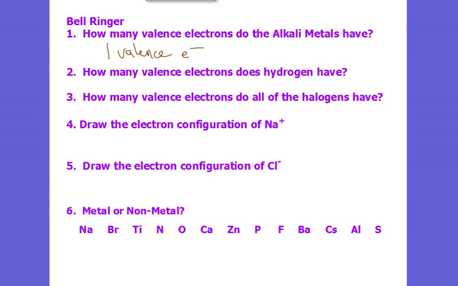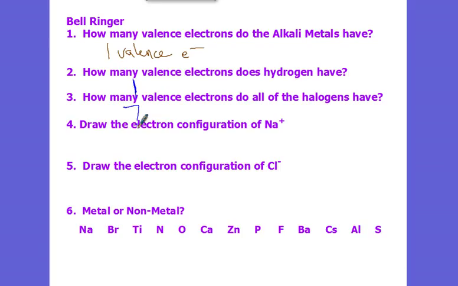How many valence electrons does hydrogen have? Let's go, you with the red sleeves on your shoulders. 1. True. How many valence electrons do the halogens have? Guy with green folder back there. Halogens. 7 it is. The halogens have like fluorine and chlorine in them.